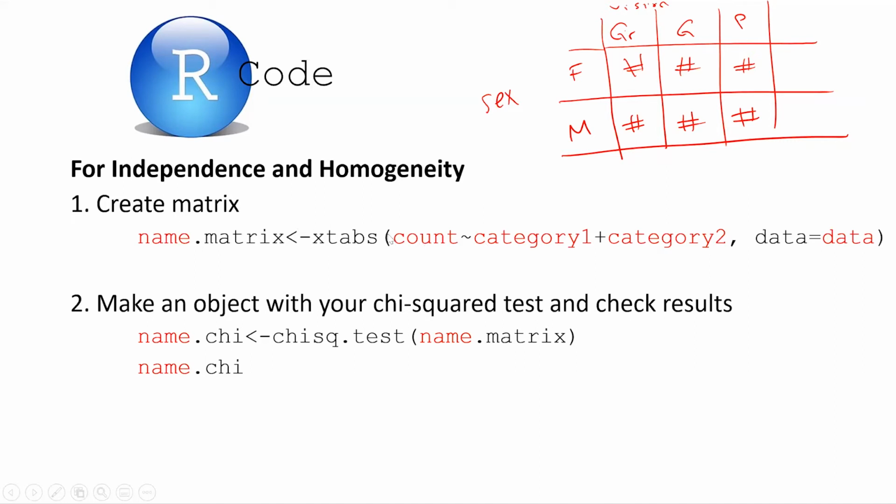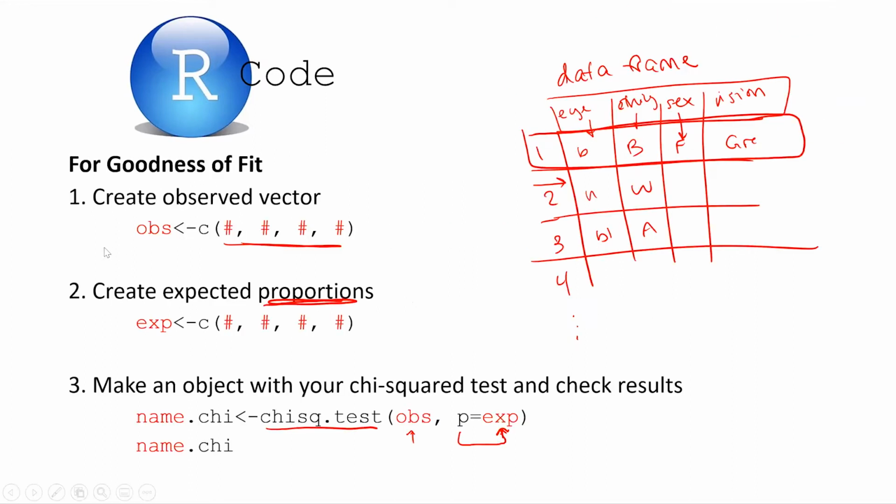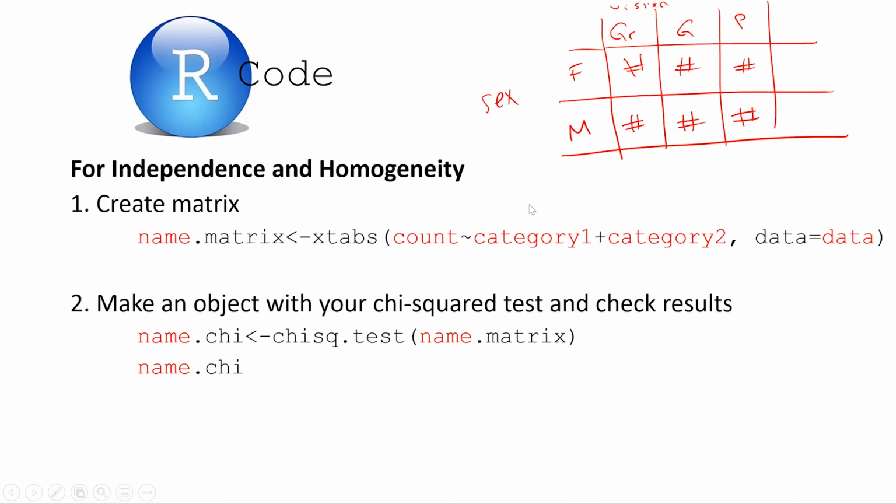For these matrices, you actually import data. So we don't type out data like this. You will import data using the same method that you did for the t-test. So file.choose, read.csv, pull in your CSV. We use this function called xtabs, which makes our matrix, and then we create an object containing the matrix. We then just do the chi-square test on the name of the matrix that we just created.